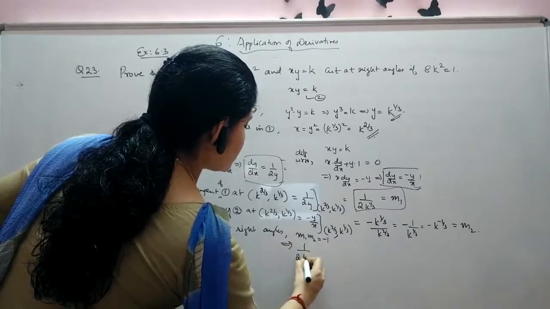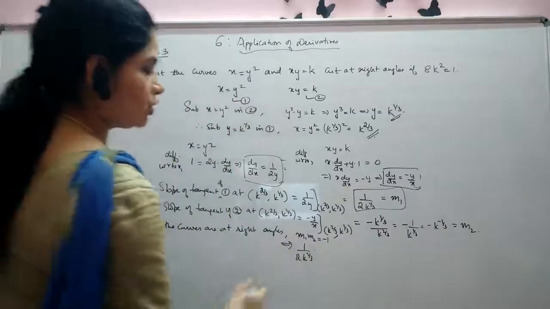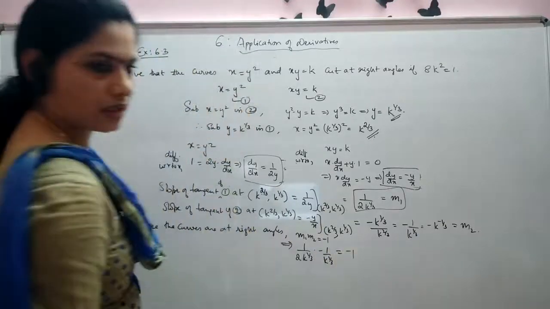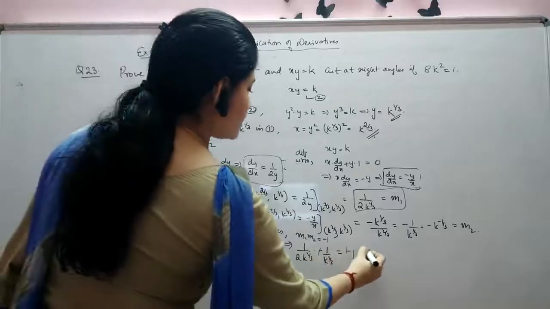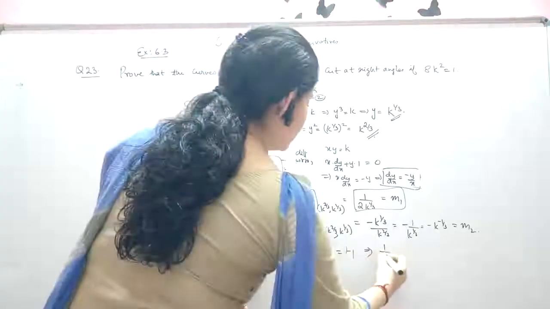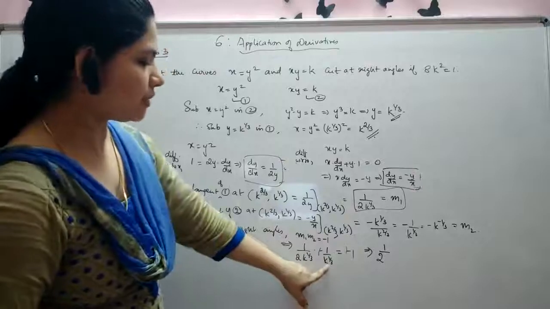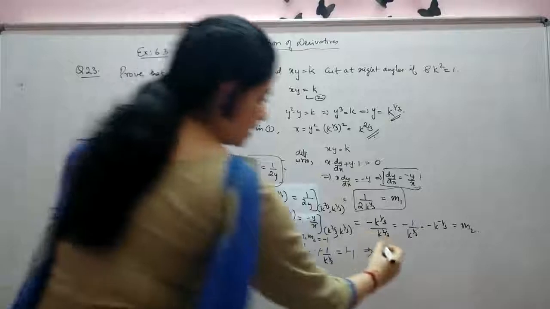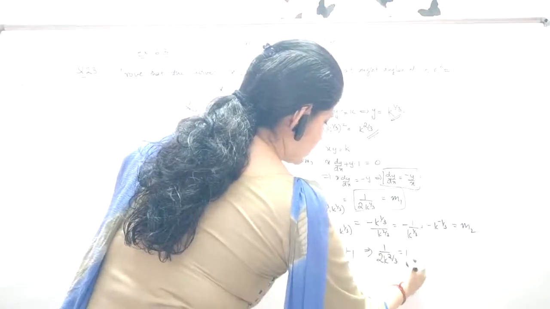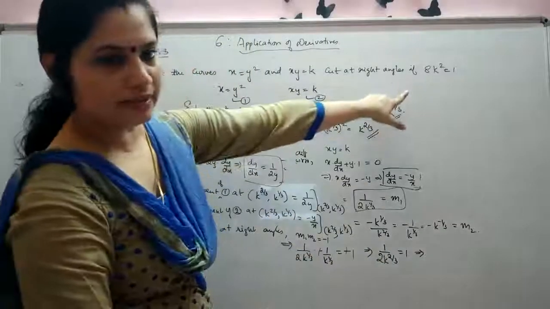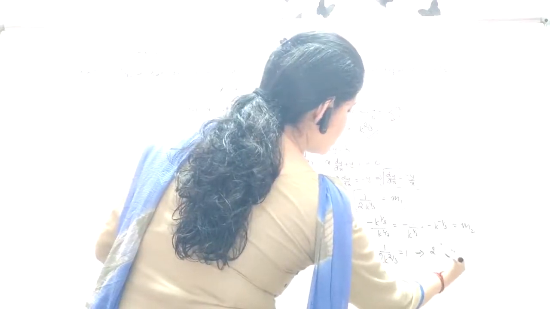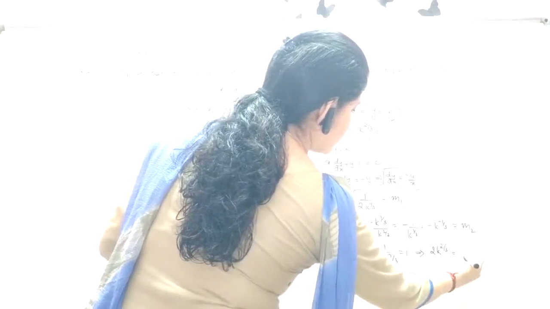1 by 2 into k raised to 1 by 3 into negative 1 by k raised to 1 by 3 is equal to minus 1. So that negative you can cancel, and now you are getting 1 by 2 into k raised to 1 by 3 into k raised to 1 by 3 will give you k raised to 2 by 3. So it is k raised to 2 by 3 is equal to 1, and now taking the reciprocal, we have to get that result. So we are taking the reciprocal on both sides. You will get 2 k raised to 2 by 3 is equal to 1.